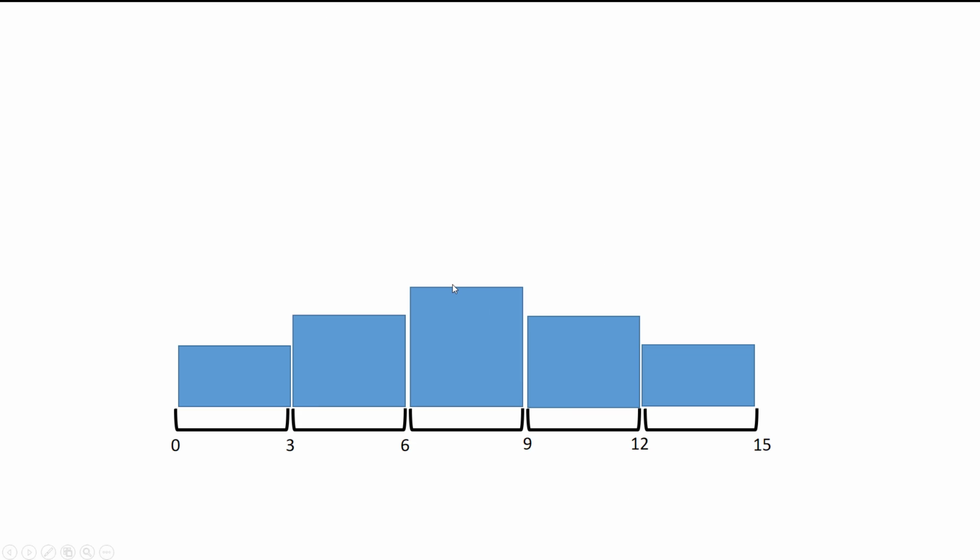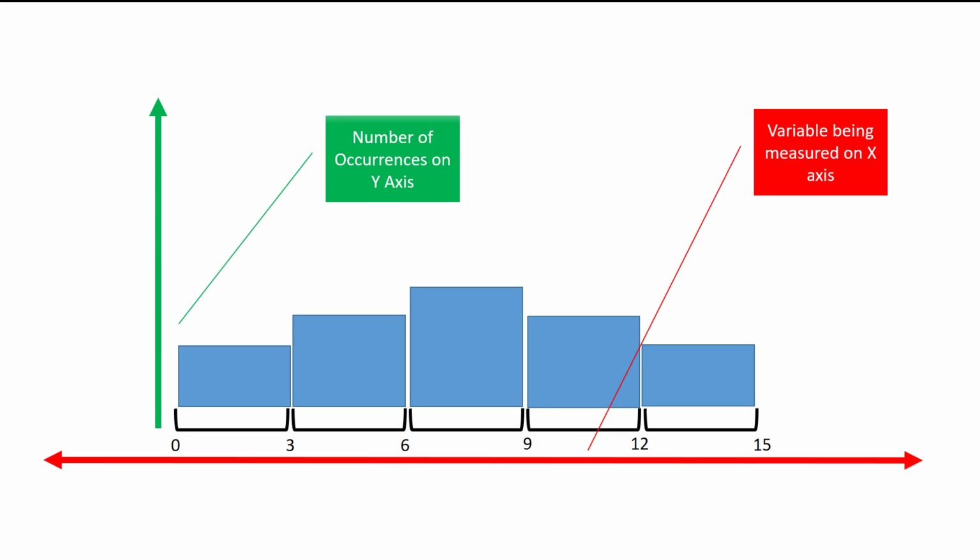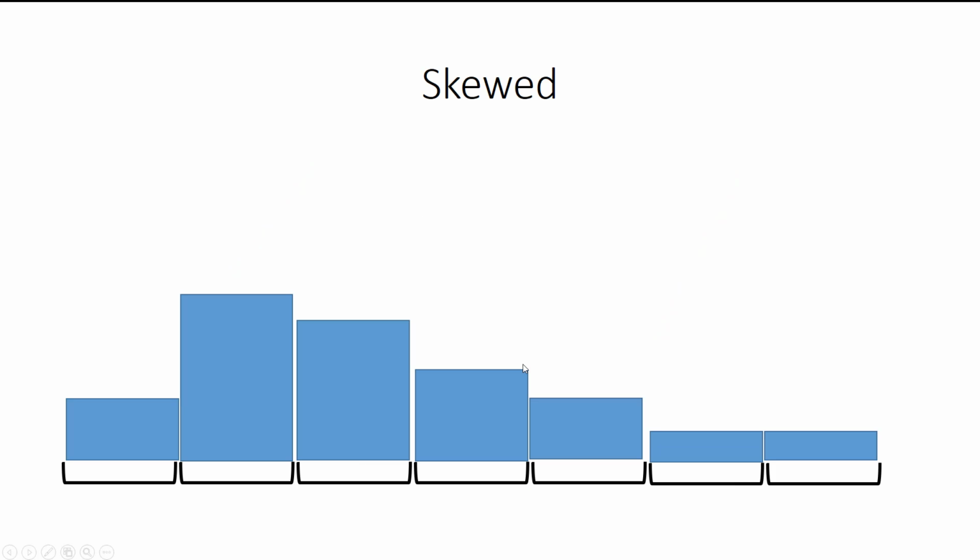So this is what we end up with. After we've assembled our histogram, the actual histogram is displayed like this. Again, the variable being measured is on the x-axis, so that is your temperature, your length, the time it took to complete something, any of that. And then the number of occurrences, the n, is on the y-axis.